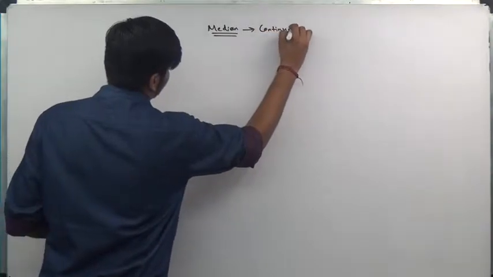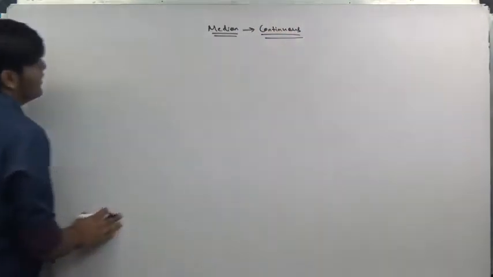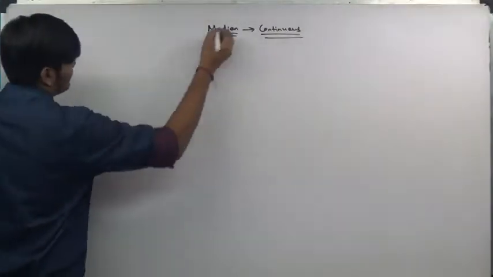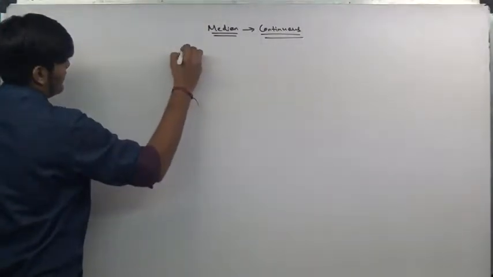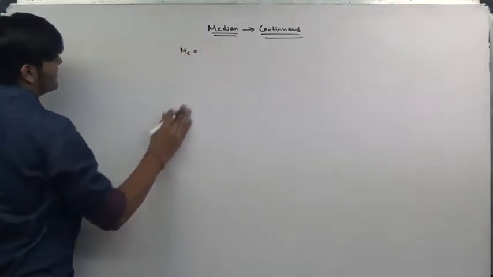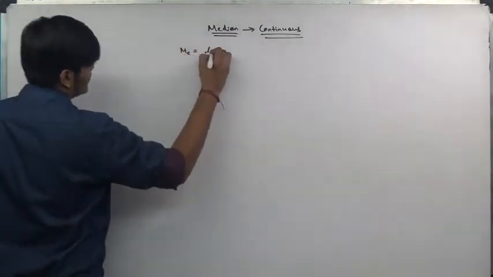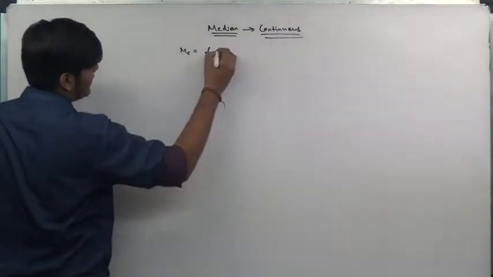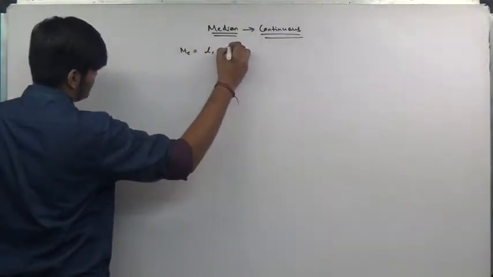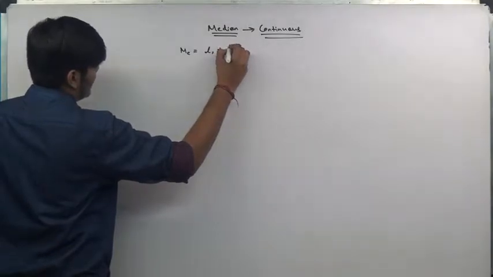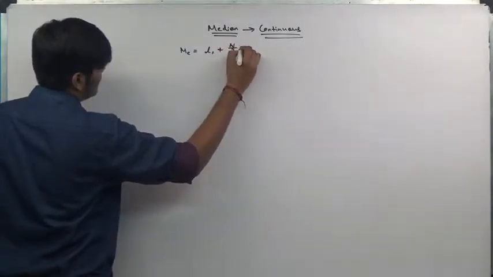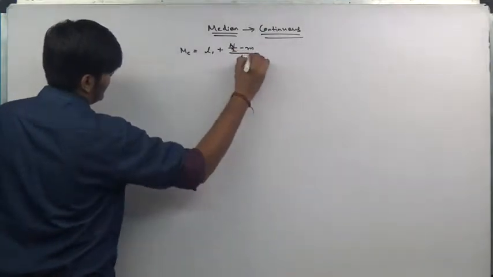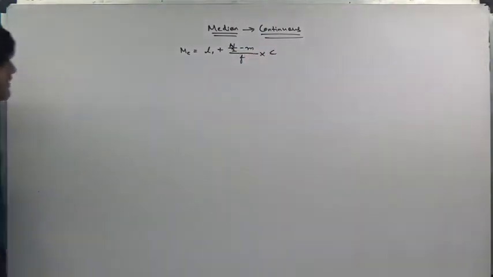continuous series. Now first of all, I would recommend you write down the formula. Write down the formula. Median is equal to small l1, l to the base 1, that means lower limit, plus n by 2 minus m divided by f into c.